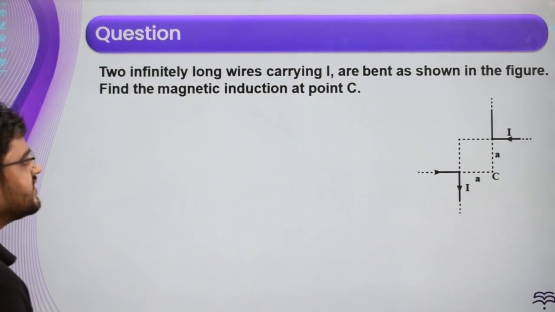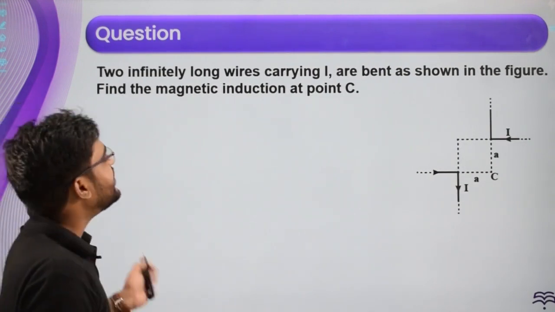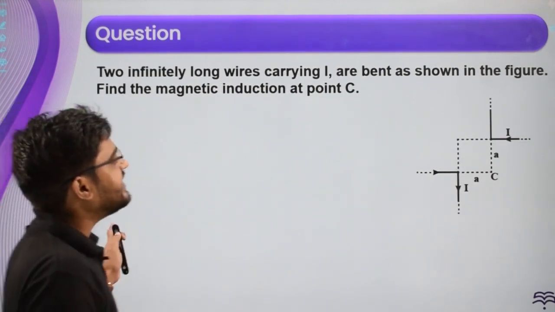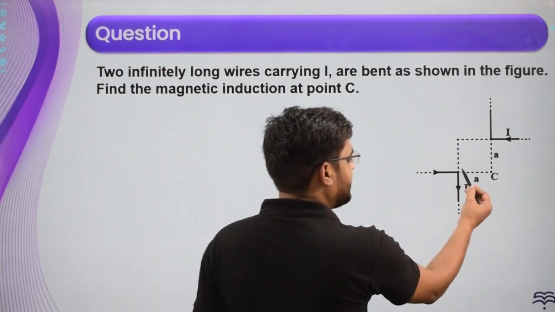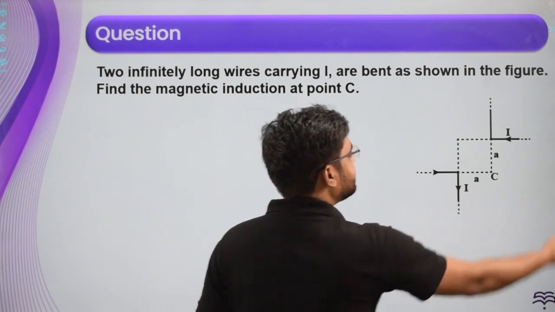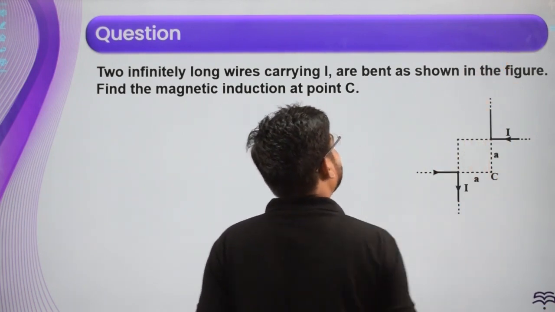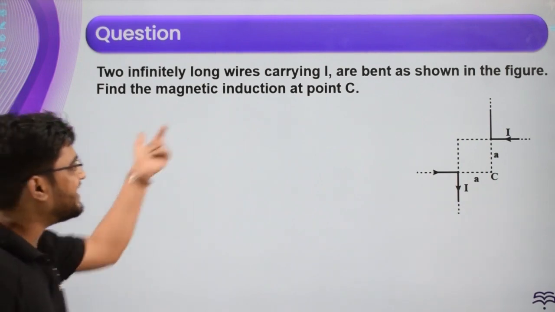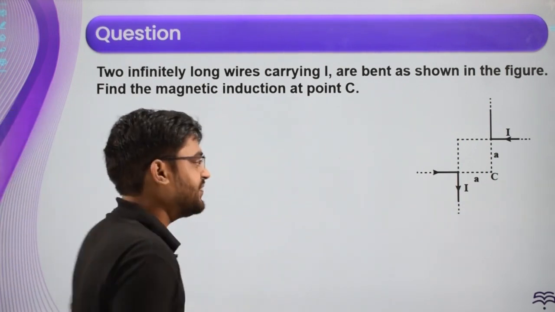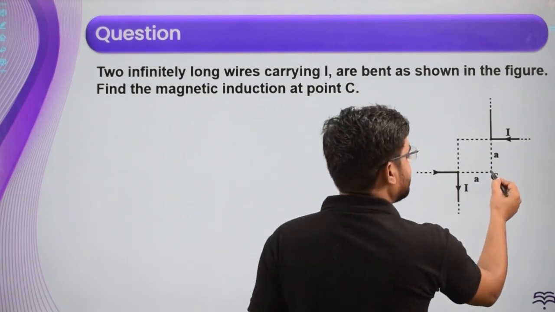This is our next question. It says that two infinitely long wires carrying current I are bent as shown in the figure. This is an infinitely long wire bent like this, and this is another infinitely long wire bent like that, right? As shown in the figure, and they are saying find the magnetic field or magnetic induction at point C. So this is the point at which we have to get the magnetic field.